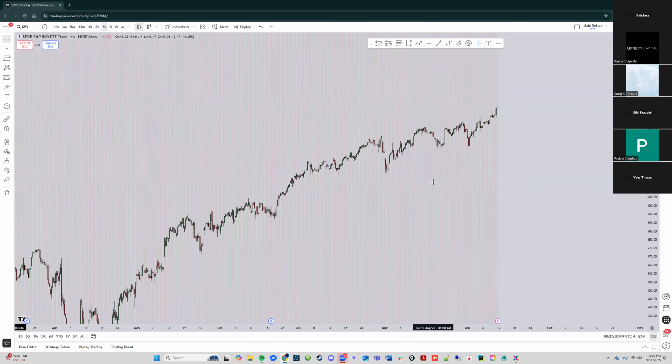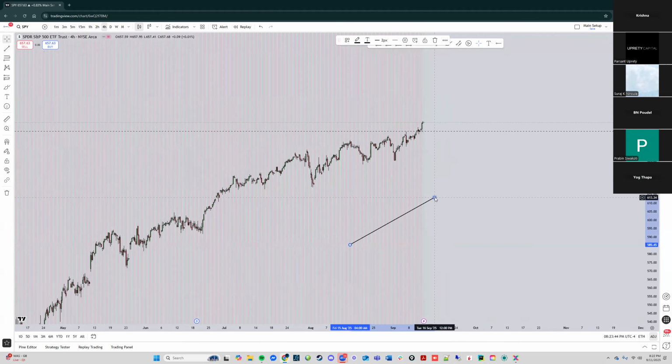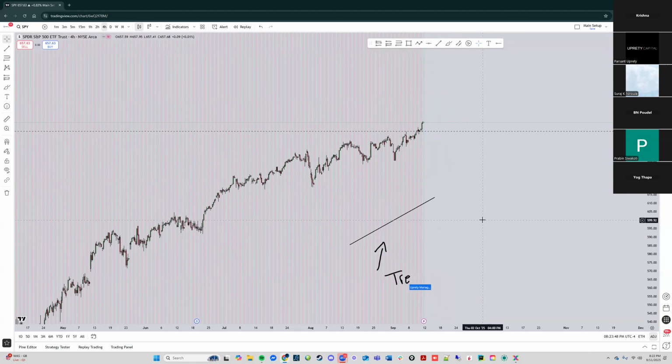Okay, so now let's talk about what Praveen was asking about. Praveen was asking, these pullbacks, how do we know that the market is not going to keep going lower? For that, we have this tool called a trend line. This right here is called a trend line.